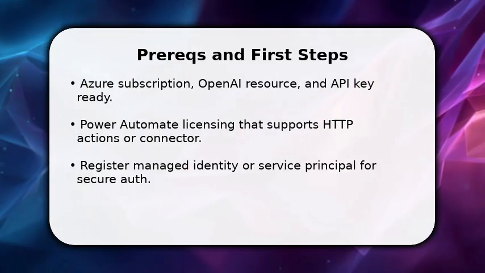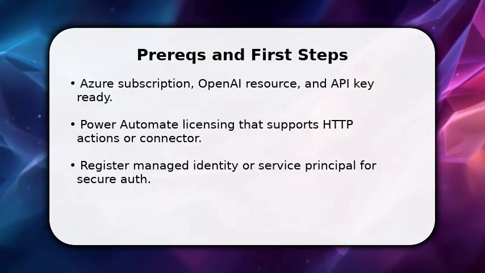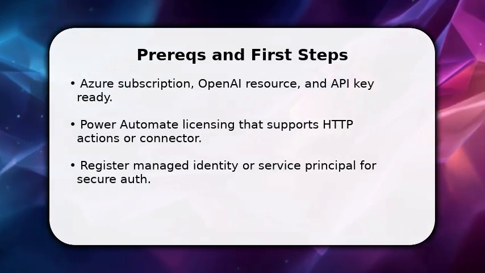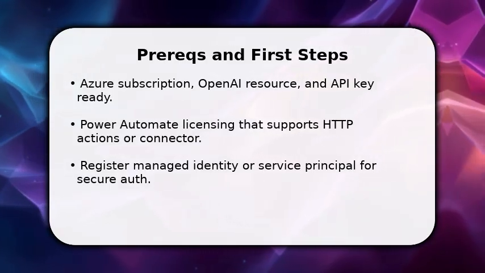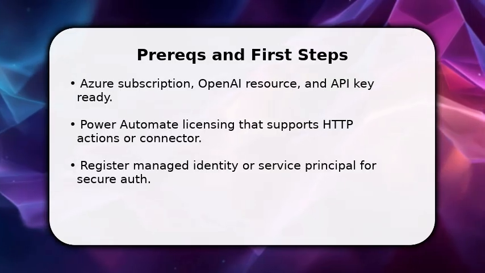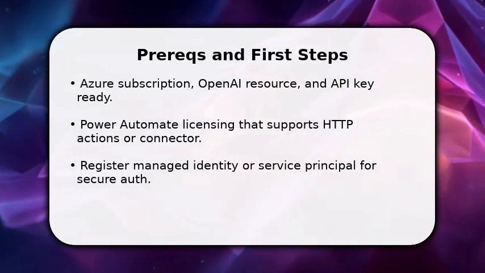You start by confirming prerequisites: an Azure OpenAI resource, API key or managed identity, and a Power Automate plan that allows HTTP calls. Once verified, create a new flow and choose a trigger that matches your use case.